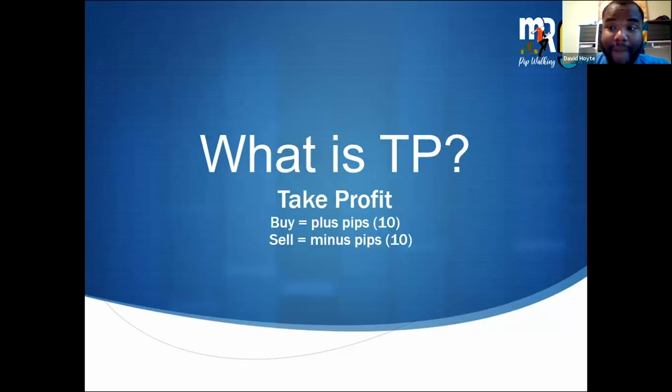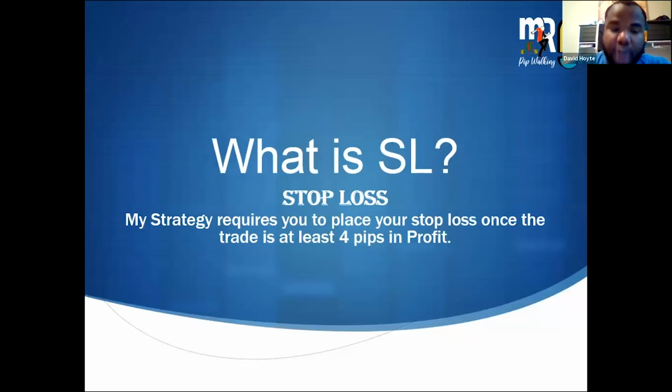So buy goes up 10 pips, sell goes down 10 pips. You can say it another way. Buy, you want to add 10 pips. Sell, you're going to subtract 10 pips. All right? Stop loss, depending on the strategy you're using, most people use it differently.